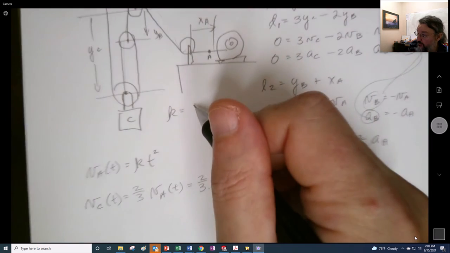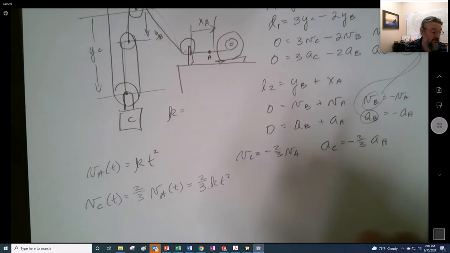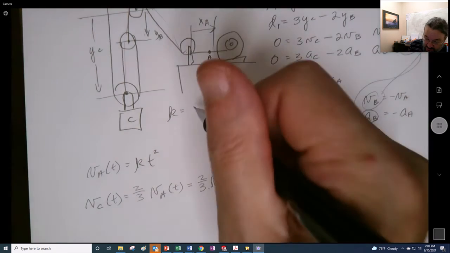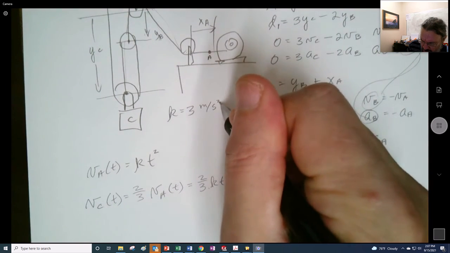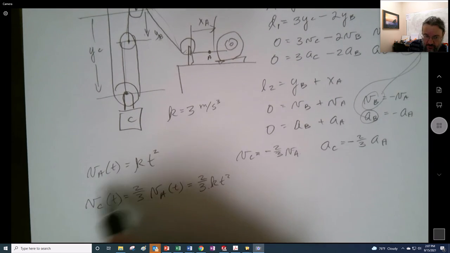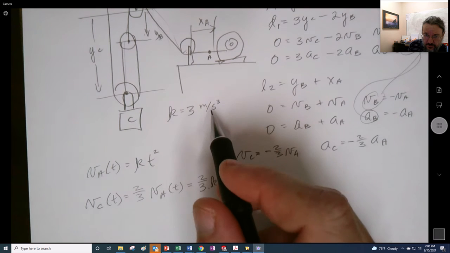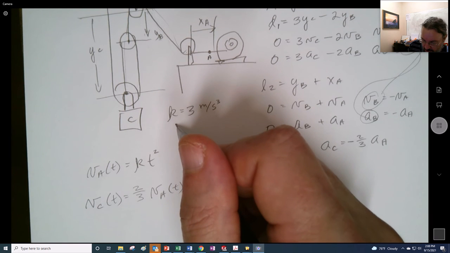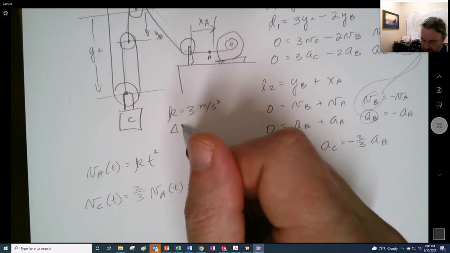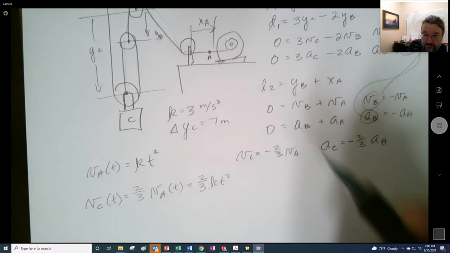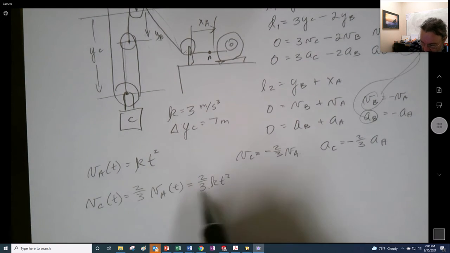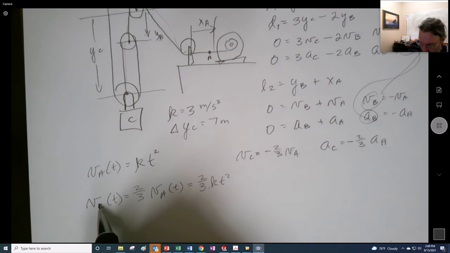And what did I use for k? I used k equal to 3 for me, and I think the units are meters per second cubed, right? That would get you meters per second. And the delta yC I was going to use, I think, was 7 meters, right? So how do we get the time from this?